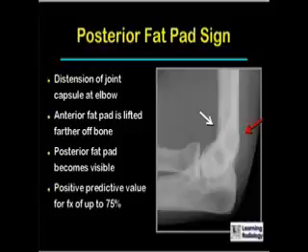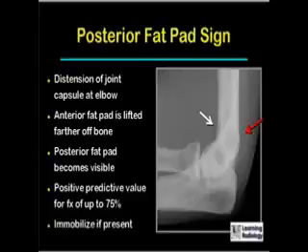The posterior fat pad sign has a positive predictive value of up to 75% in some studies, so that even if a fracture is not visualized, in the presence of a positive posterior fat pad sign, most clinicians will immobilize the elbow and then re-examine it in several days to see if the fracture line is visible.